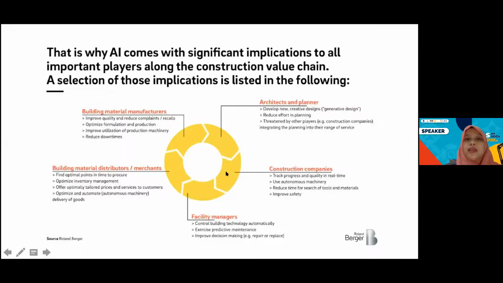So why do we need to implement AI in infrastructure projects? For example, in building material manufacturers, we can improve quality and reduce complaints and recalls, and we can optimize the formulation and production, improve the utilization of production machinery, and reduce downtime, because the robots can help humans build faster. And for building material distributors, the distribution of materials can be faster and optimized: find optimal points in time to procure, optimize inventory management, offer optimally tailored price and service to customers, and optimize autonomous machinery delivery of goods. So we can deliver goods or material to the project site.